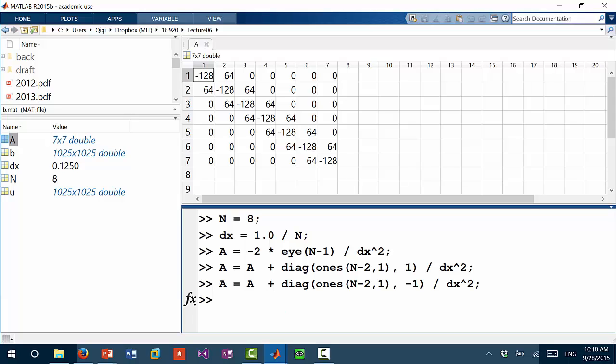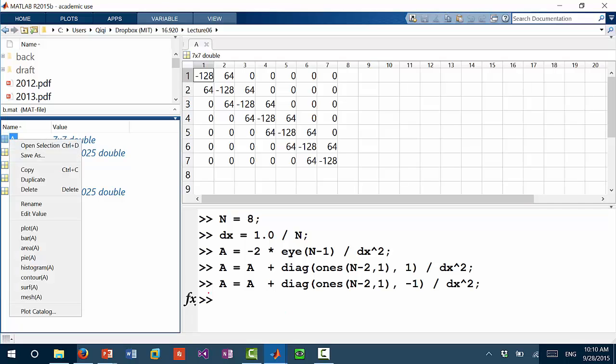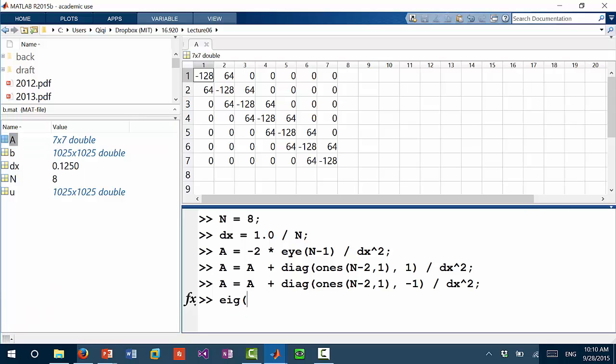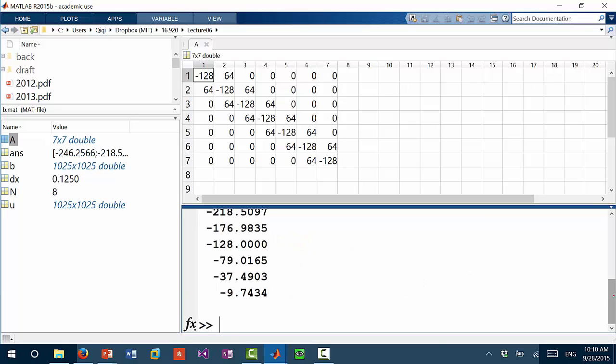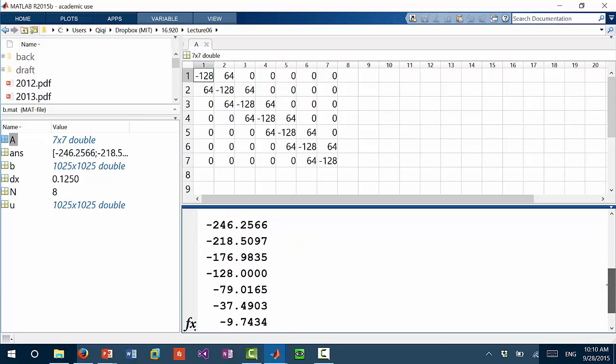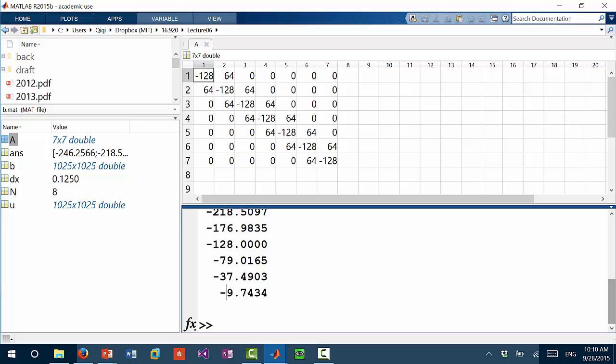And if you look at the matrix and take a look at the eigenvalues of A, it goes all the way from -246 to -9. Okay, so first of all, the eigenvalues are all negative and real.